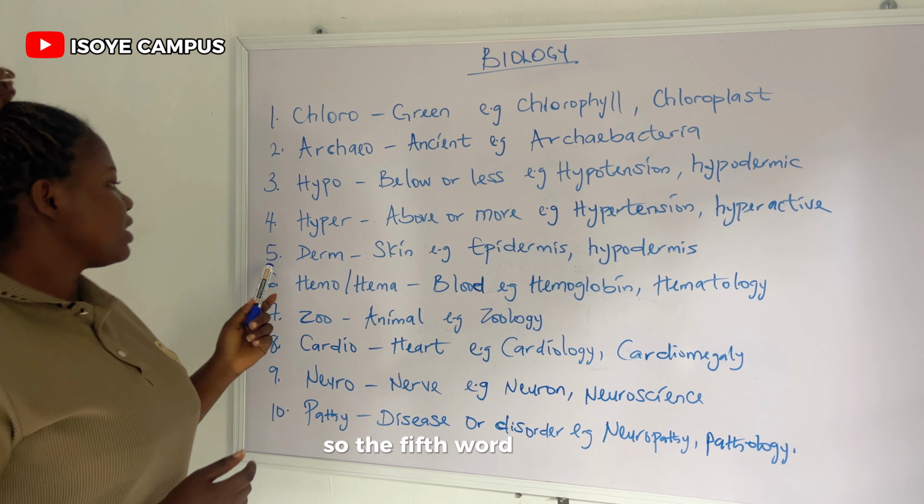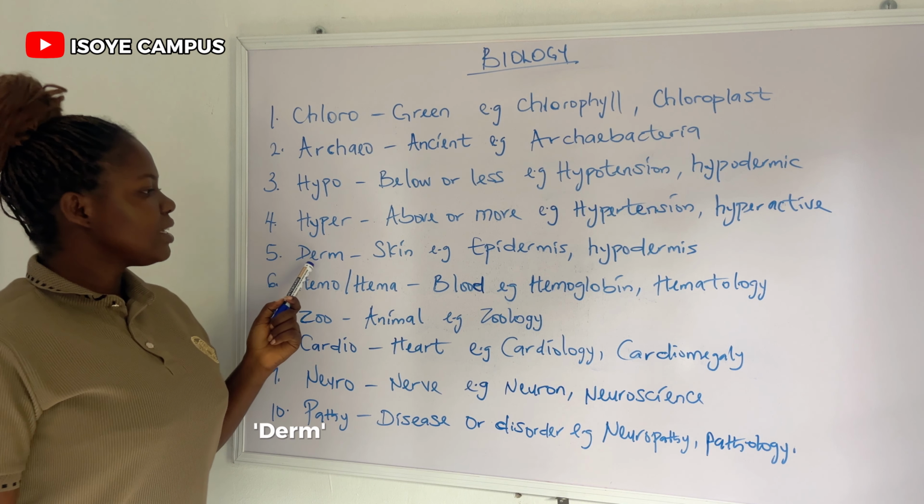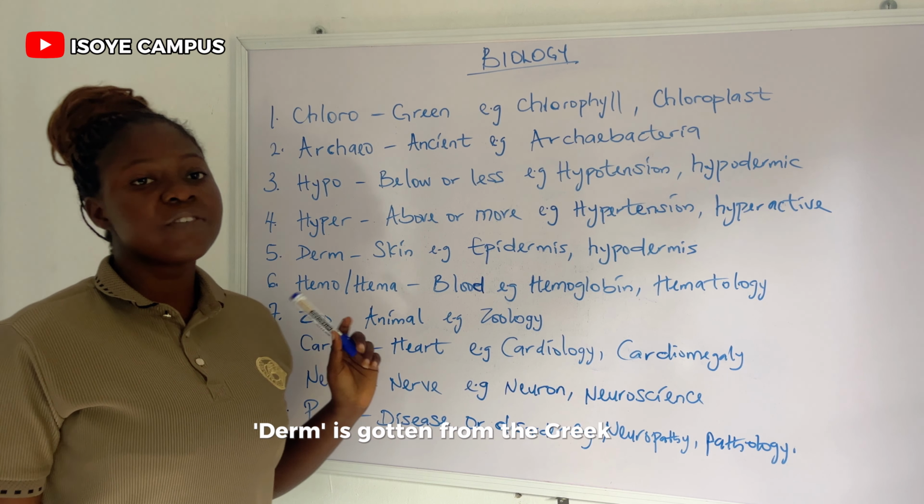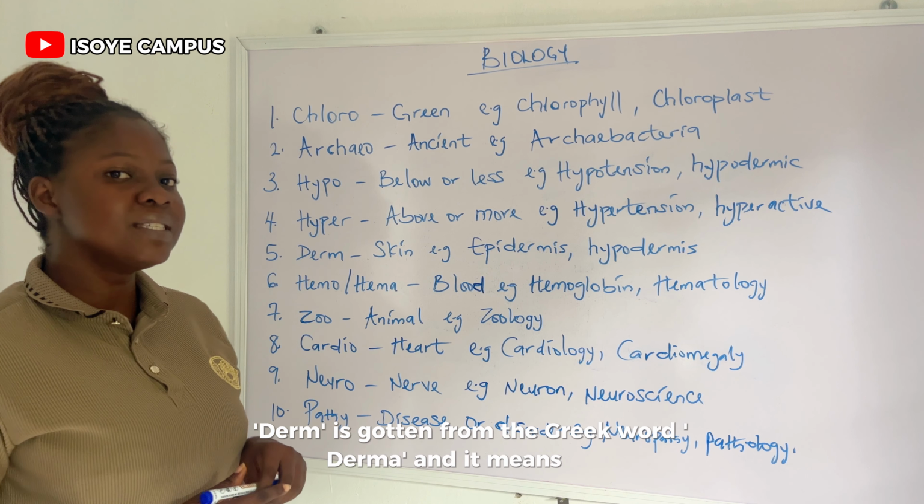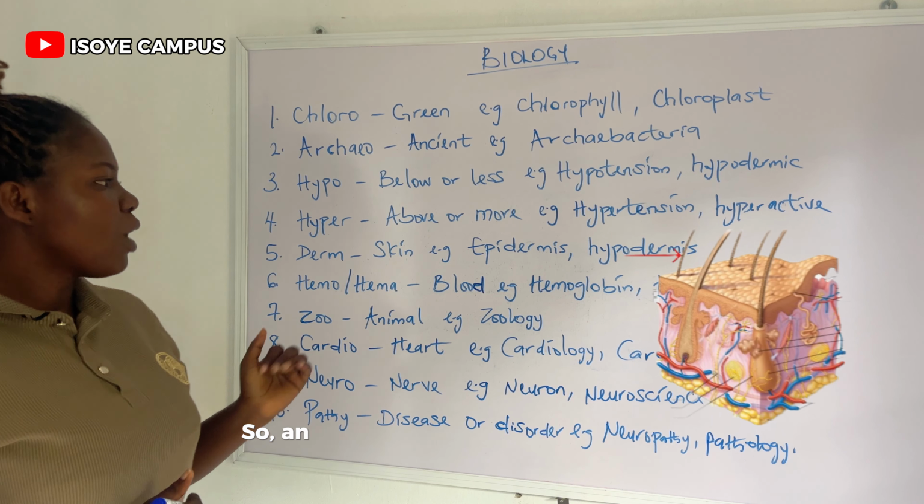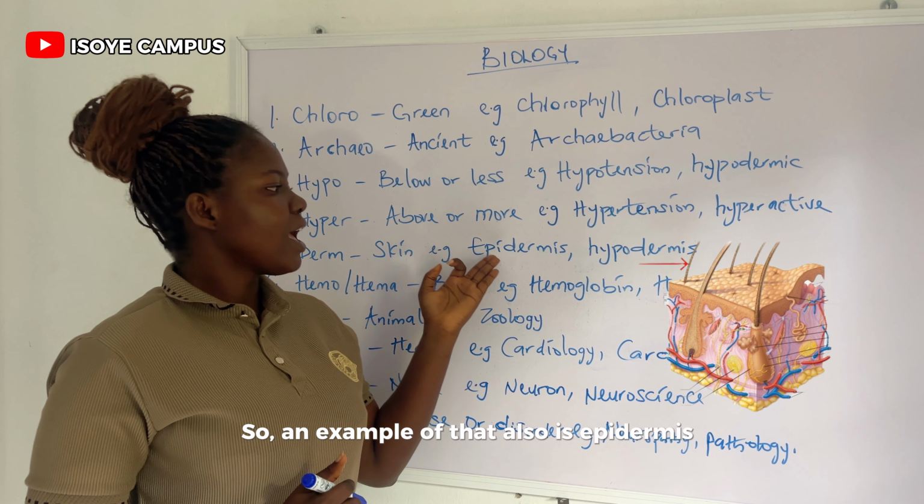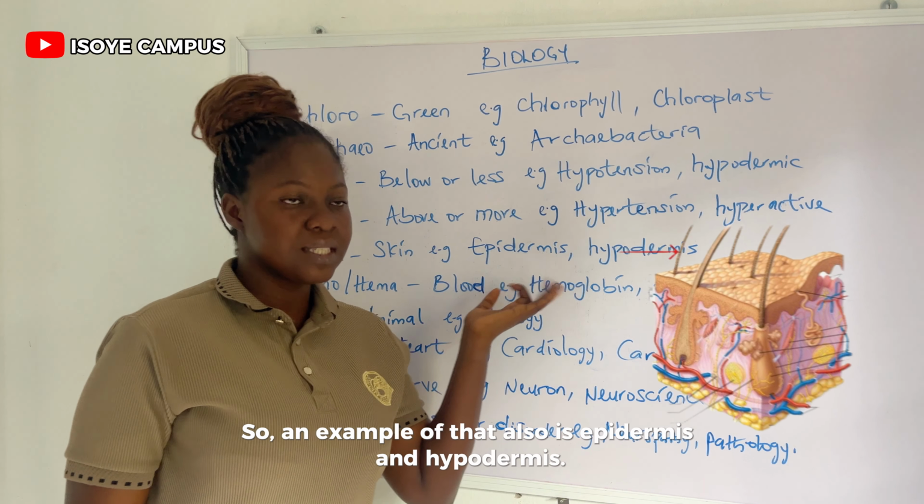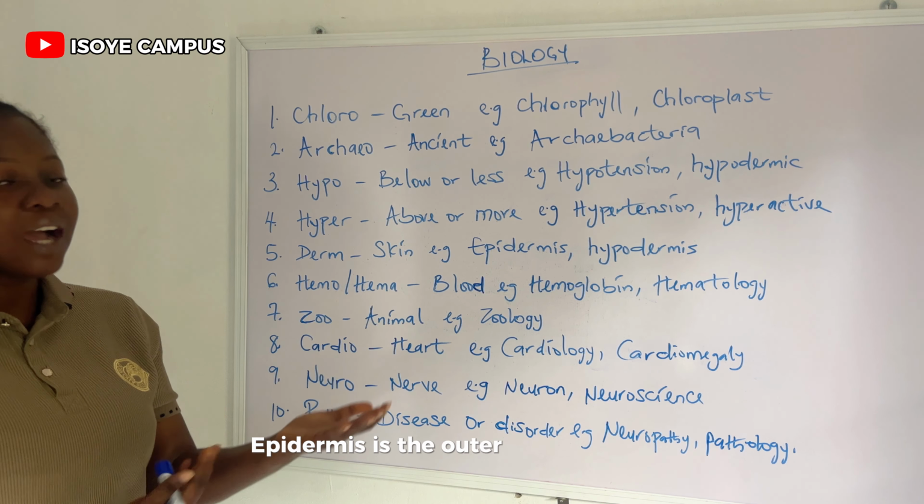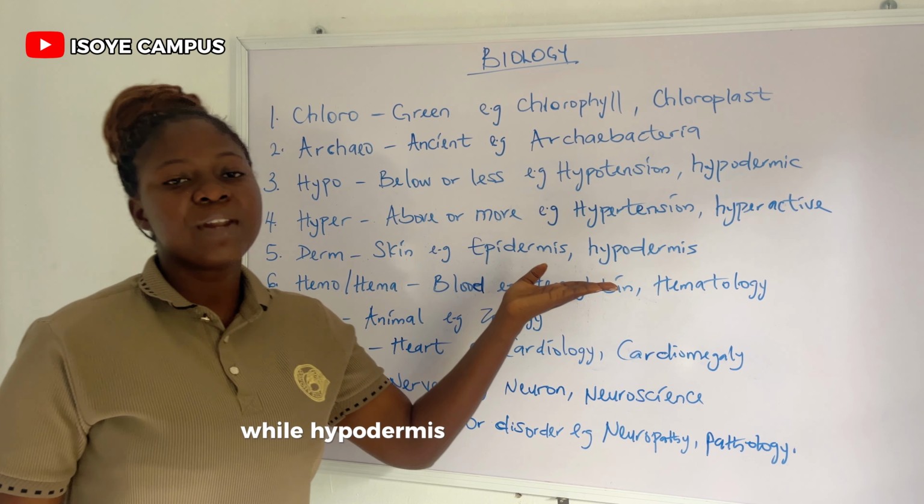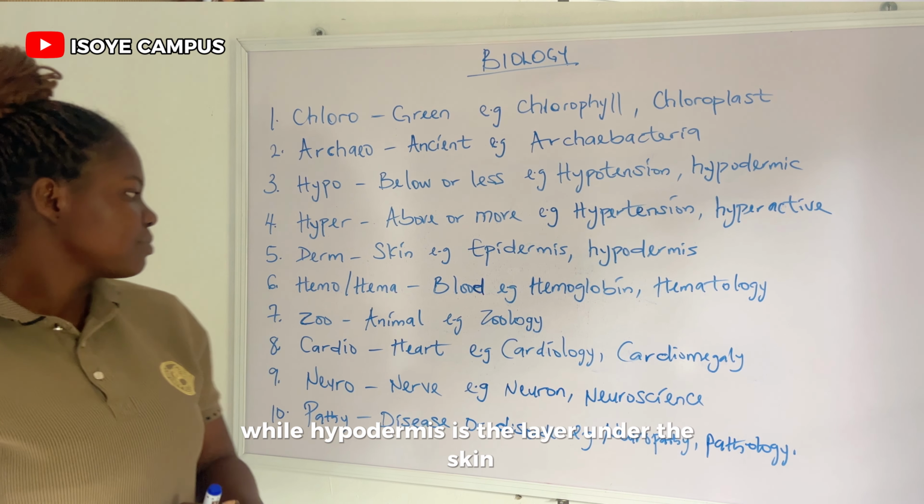So the fifth word is derm. Derm is gotten from the Greek word derma and it means skin. So an example of that also is epidermis and hypodermis. Epidermis is the outer layer of the skin, while hypodermis is the layer under the skin.